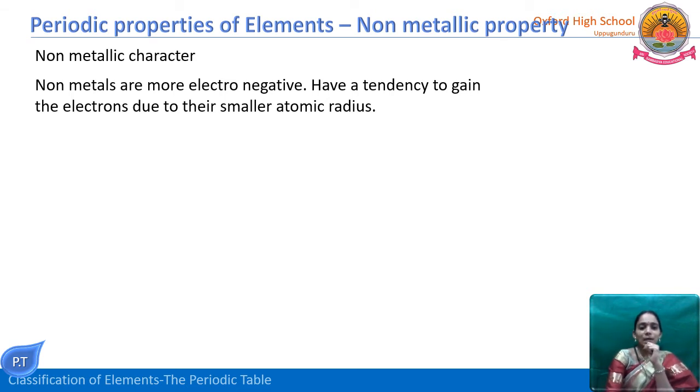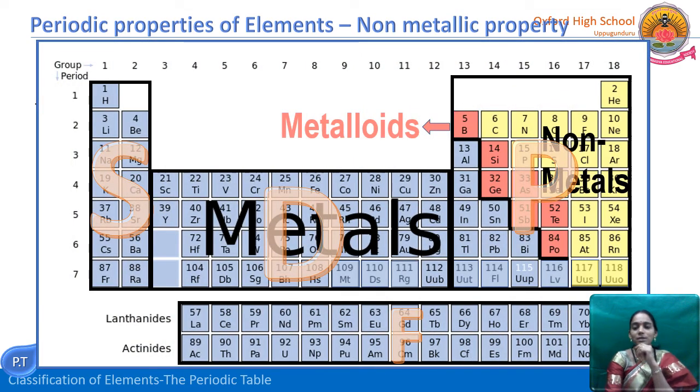Let us see the periodic table and recollect where the non-metals are located. See here, the complete right side of the periodic table is non-metals. So when we are moving from left to right, the atomic radius decreases because non-metals have very little atomic radius. There is a tendency to gain electrons or to attract the electrons. That means electronegative. Non-metals are electronegative, whereas metals are electropositive.